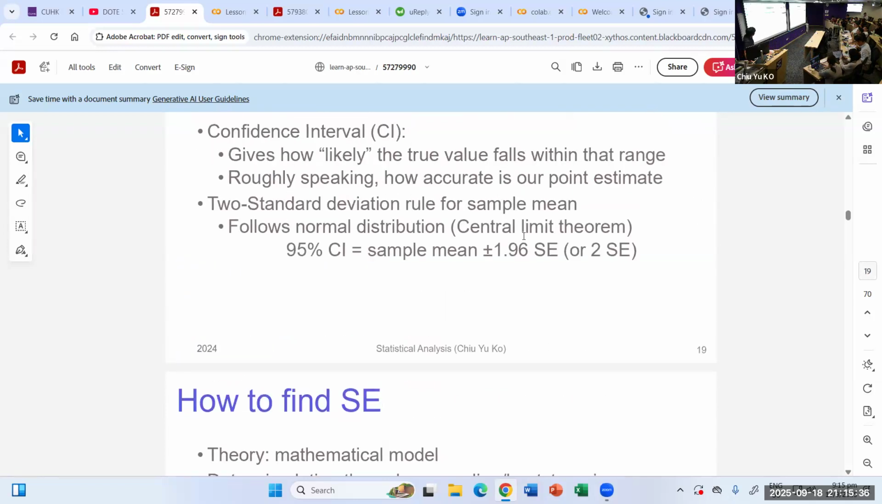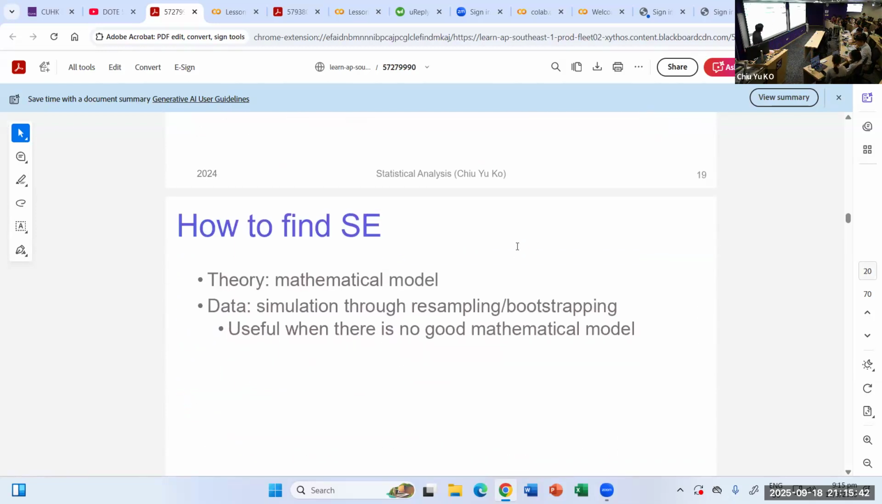And of course, the problem is how you can get this SE. The first way you can do it is based on the model. As I said, the model is very close to looking at the sample variance or sample SD from the data, with some changes as well. Or we will do simulation by resampling and bootstrapping. So this is the way.